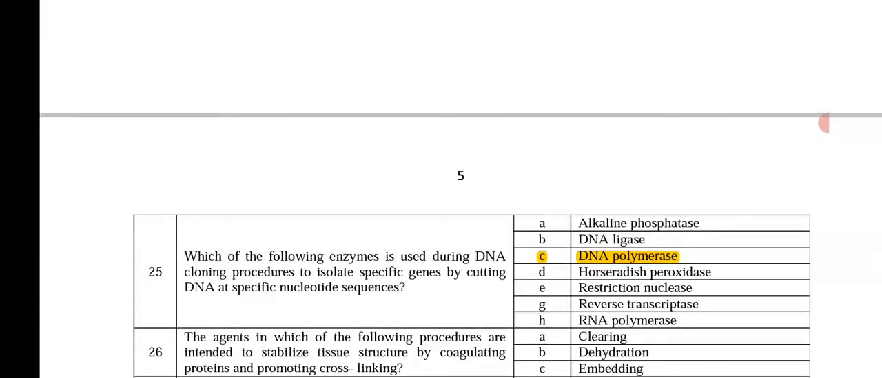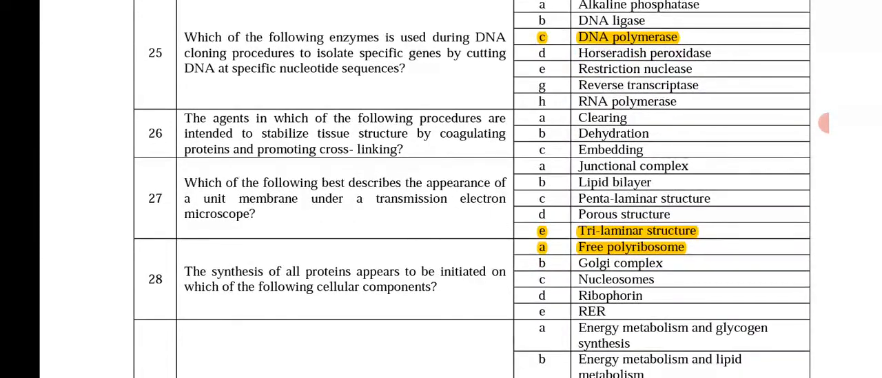Carbohydrates. Which of the following enzymes is used during DNA cloning procedures to isolate specific gene by cutting DNA at specific nucleotide sequences? DNA polymerase. The agent in which of the following procedures are intended to stabilize tissue structure by coagulating proteins and promote cross-linking? Not known.